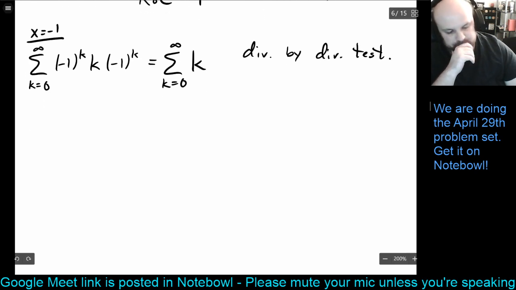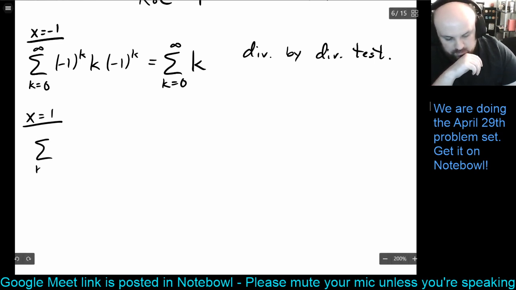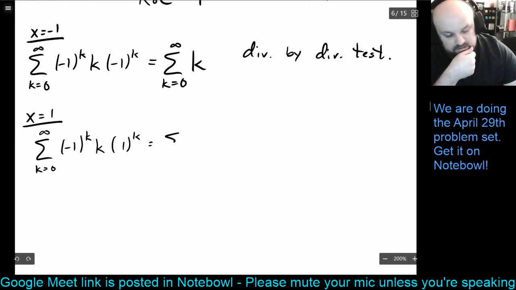So, check this at the other endpoint, x equals 1. So this is the sum from 0 to infinity of (-1)^k times k times 1^k. So now, this time we get an alternating sum.